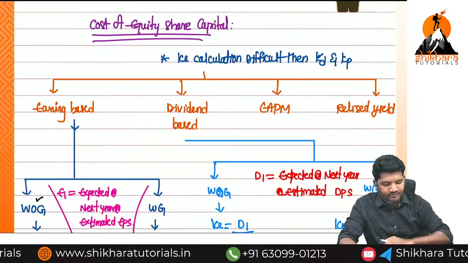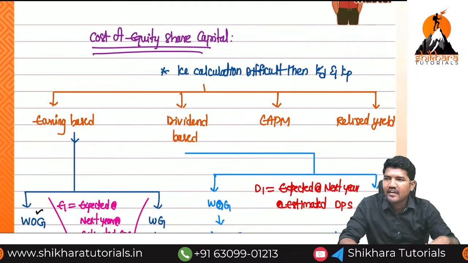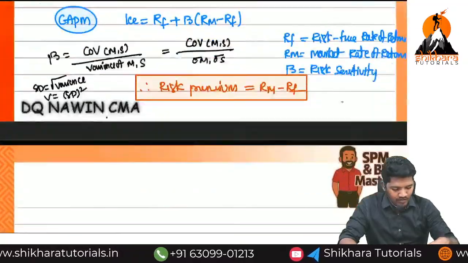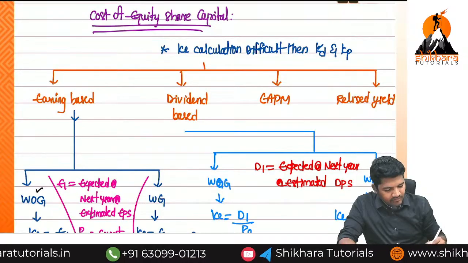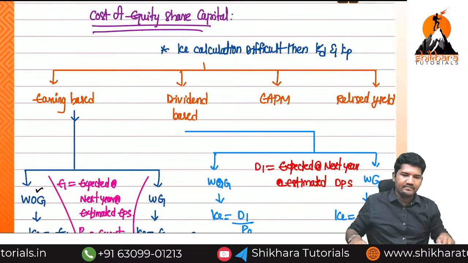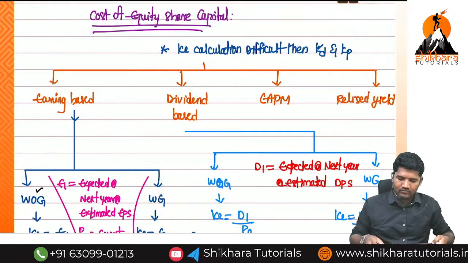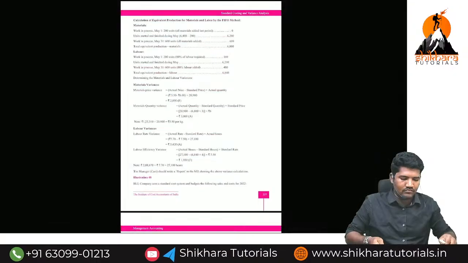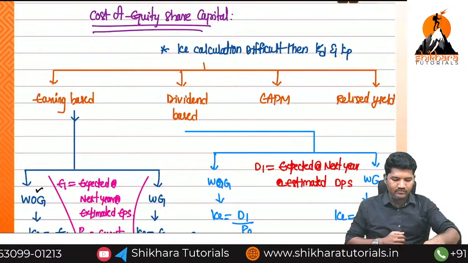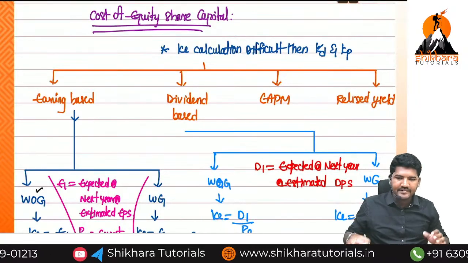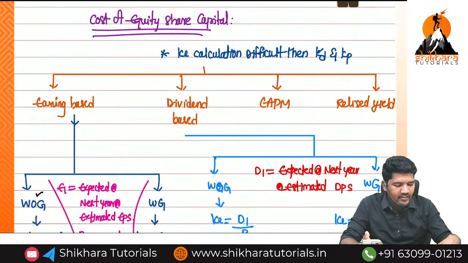Now, I think we completed KD calculation and KP calculation. Now KE also we completed. One is pending, the realized yield. So before understanding the realized yield, just look at this.